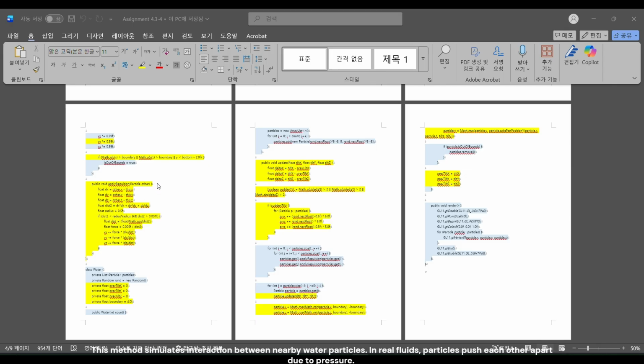This method simulates interaction between nearby water particles. In real fluids, particles push each other apart due to pressure. This calculates the squared distance between two particles. The repulsion force is inversely proportional to the distance between particles. This means particles that are very close push each other away more strongly.